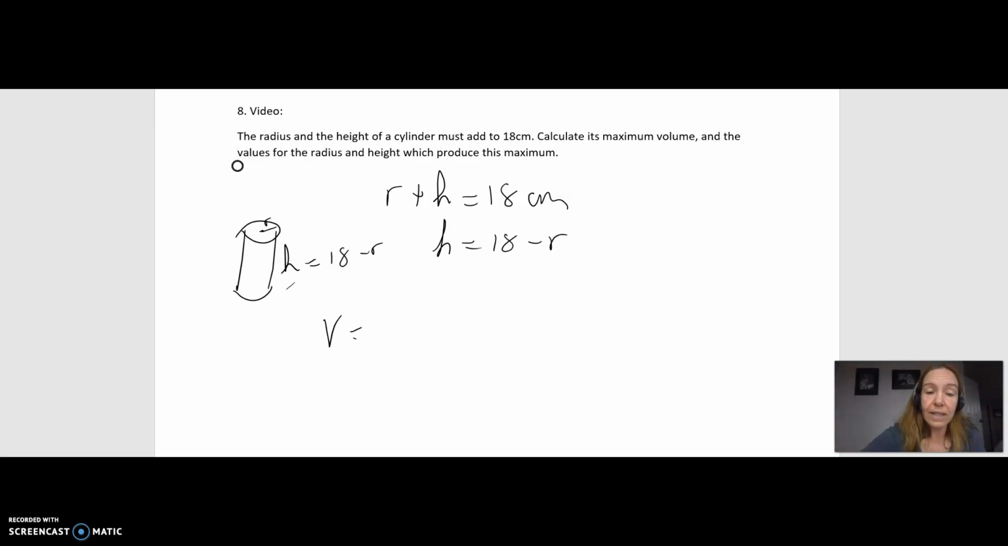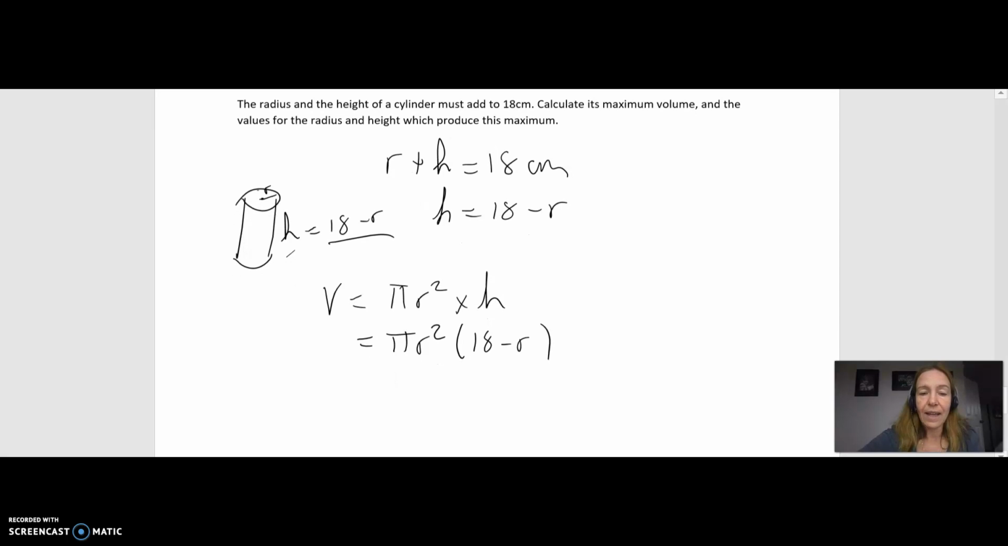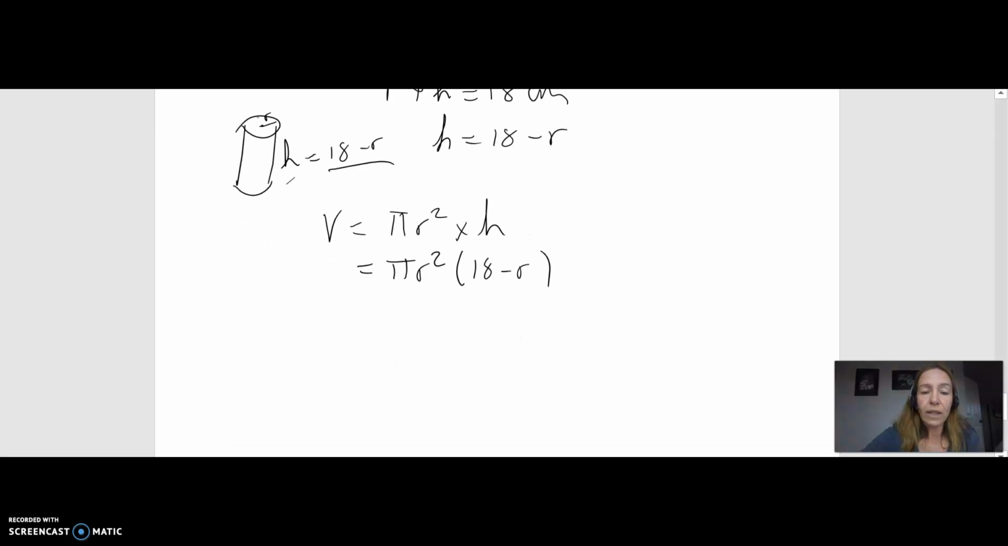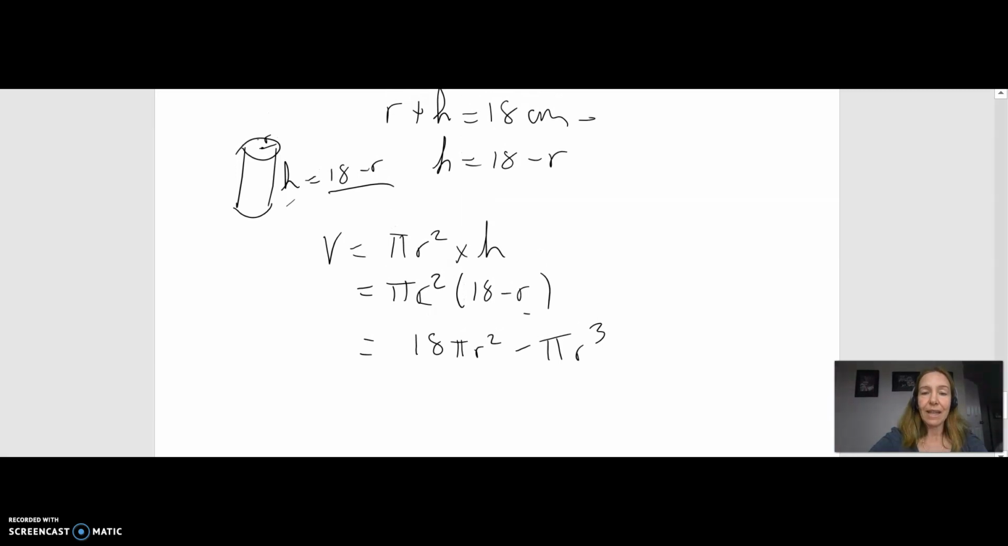So the volume of a cylinder, just as we did before, is pi r squared, the area of the circle, times by the height, which we know is that. So now I have the volume written all in terms of r. So I just need to multiply that out: 18 pi r squared minus pi r cubed. Okay, so that is my volume of a cylinder, where the radius plus the height must add to 18.